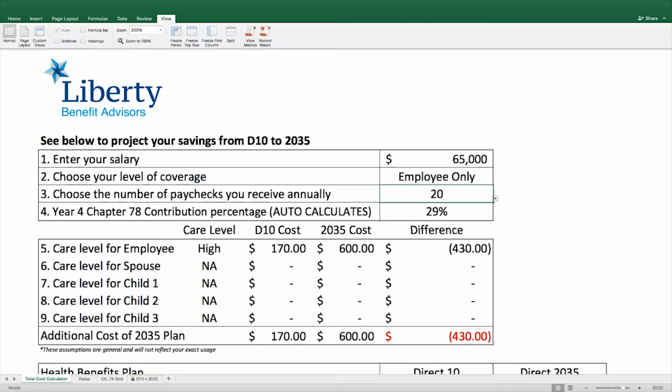Now take a look down here. This is where we take a look at the estimated copays and deductibles and coinsurance that the employee would pay in this plan based on their utilization. So we have employee only, so we only have to figure out the care level for them. And let's go with medium. In the Direct 10, we would expect that the employee would pay about $75 in copays. And in the 2035 plan, we would expect that they would pay about $120, the difference of which is about $45 that you can see reflected in red down here at the bottom.